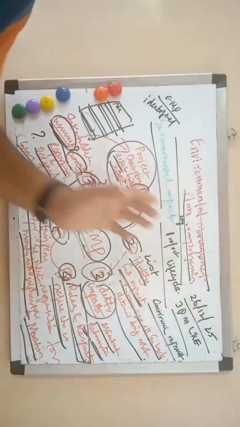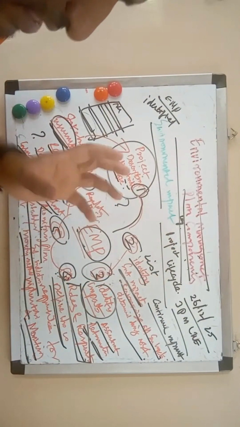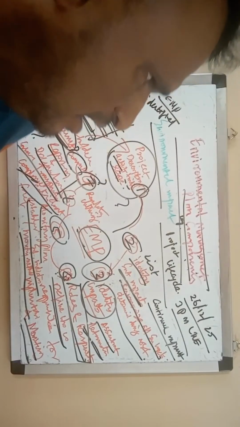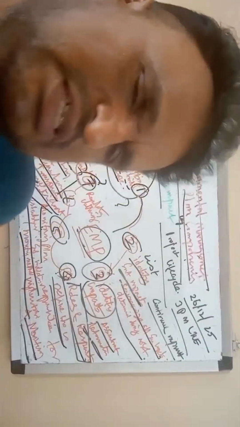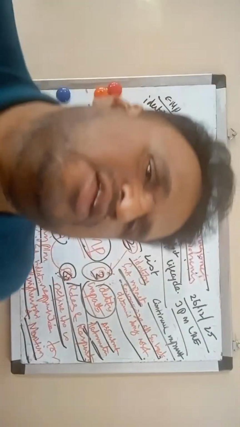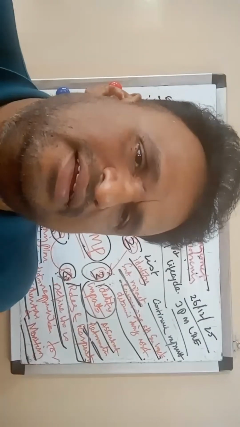So this is how the 7 key components are there in the environmental management plan. These 7 components are a must for making any kind of environmental management plan.